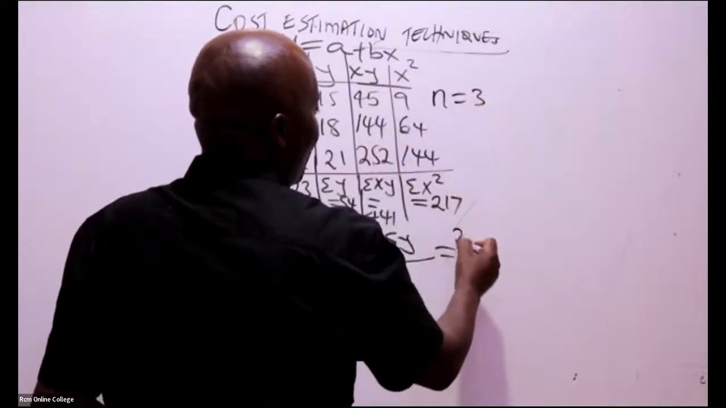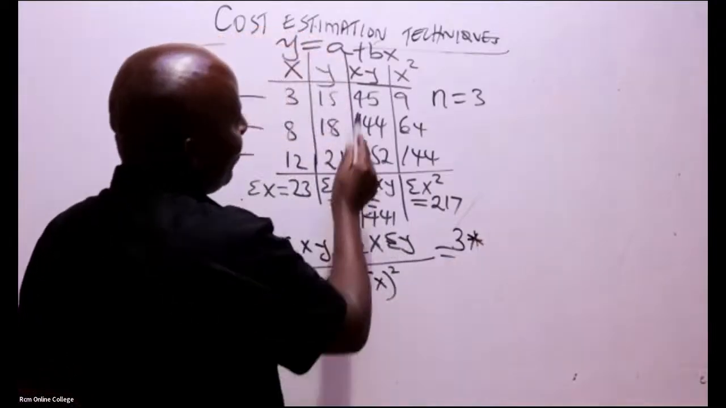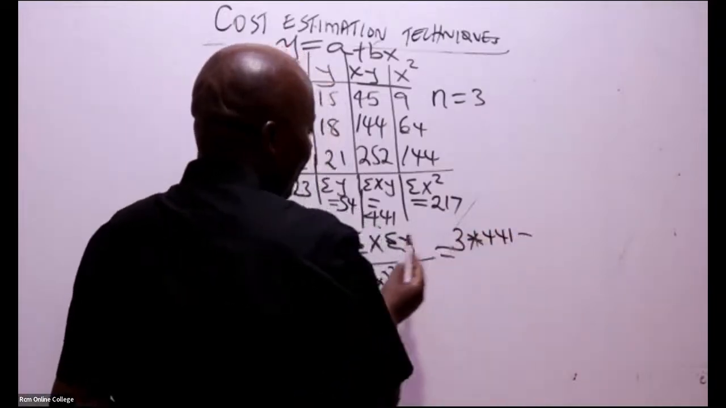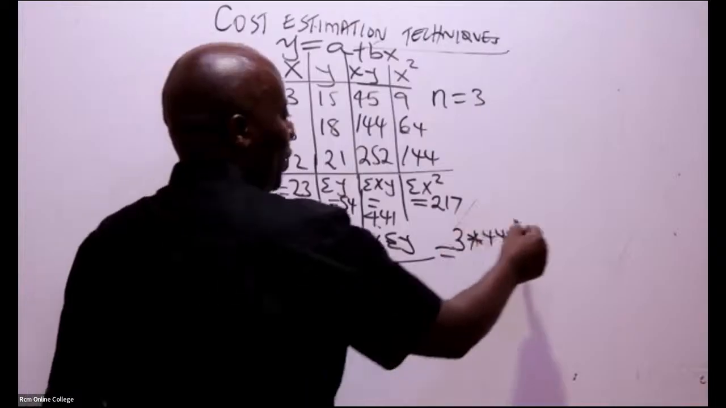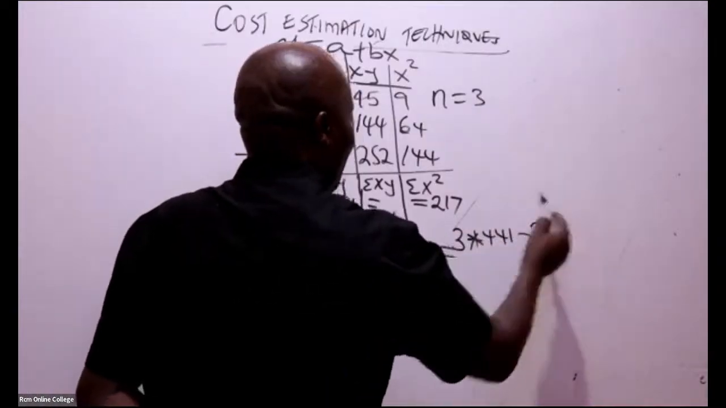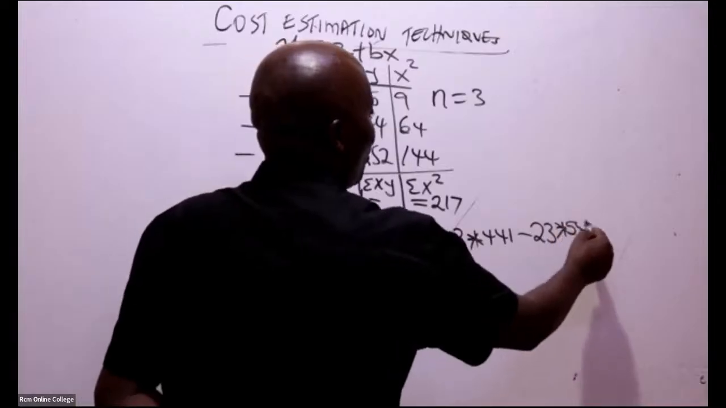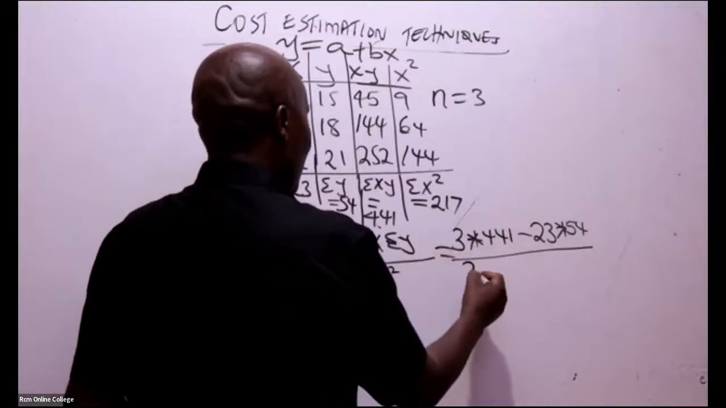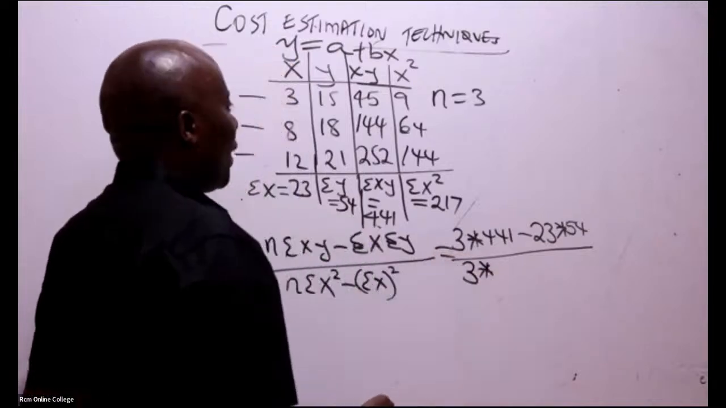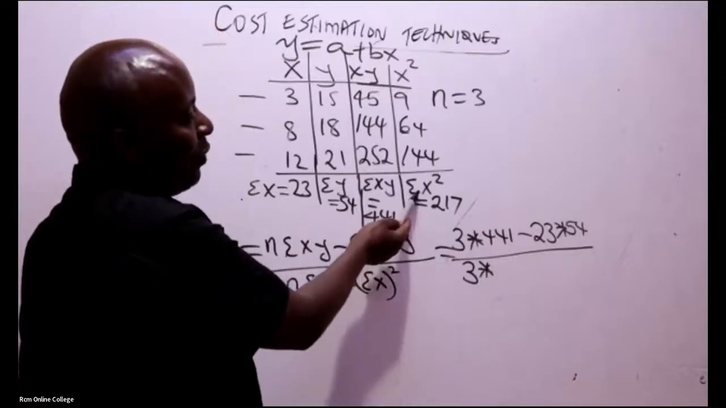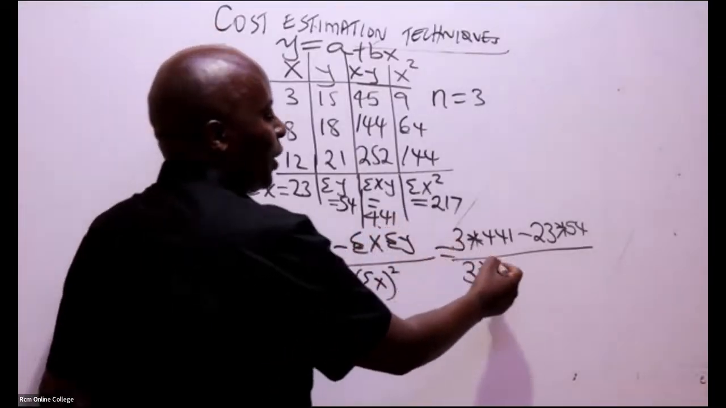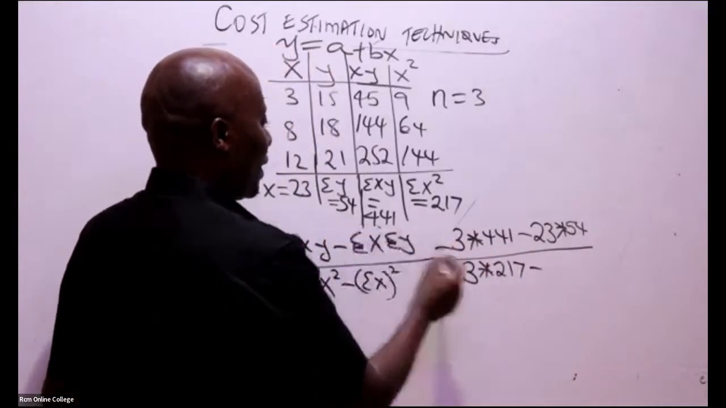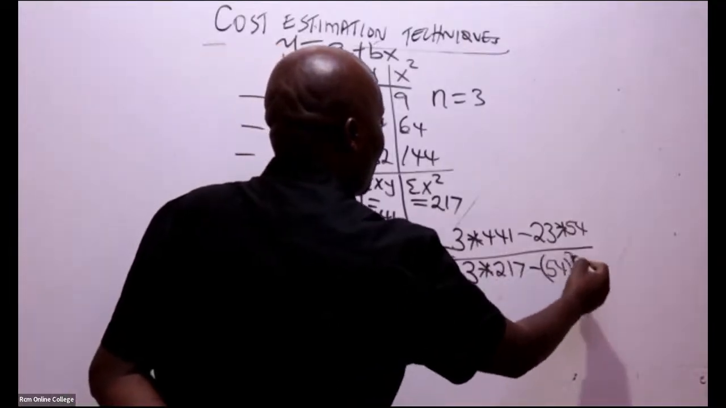So then we have here 3 times sum of xy. Sum of xy, already we have it. Sum of xy is 441 minus summation of x, which we already have, 23, times summation of y, which is 54, all over n again, which is 3, times summation of x squared, 217, minus summation of x in brackets, squared like that.